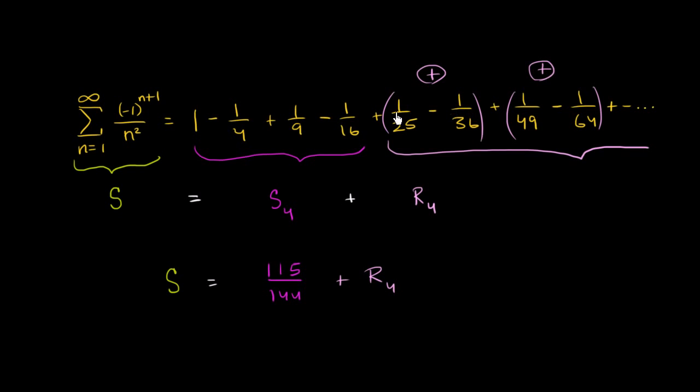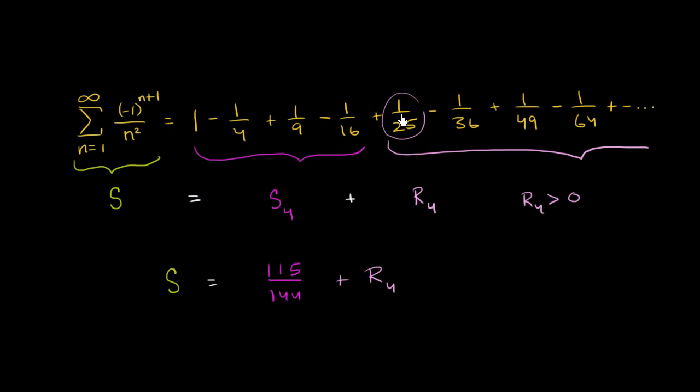And so if you just pair all of these terms up, you're going to have a whole series of positive terms. So just like that, we have established that r sub 4, or r4 we could call it, is going to be greater than 0. And now the other thing I want to prove is that this remainder is going to be less than the first term that we haven't calculated.